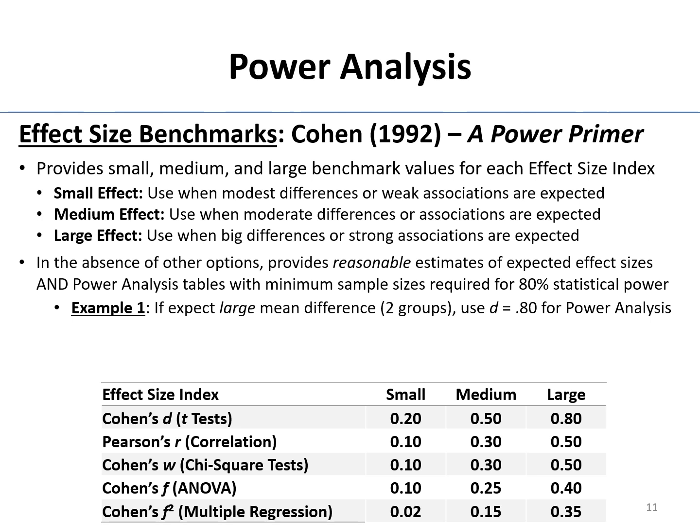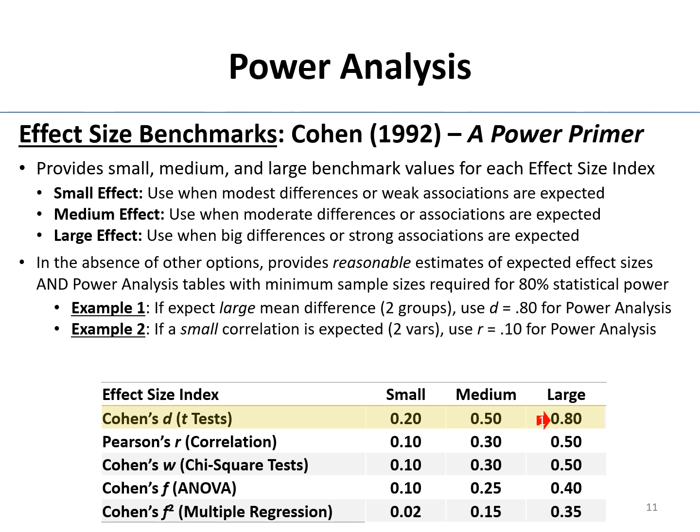Example 1: if you expect a large mean difference in a study that has 2 groups, you would use Cohen's d. I highlight the study there for Cohen's d. A large mean difference is a d of 0.8 for your power analysis. Another example: if I'm doing correlational studies, highlight that row, and I've got 2 variables and I expect a small correlation between those variables, you can see I'm going to use 0.10 in my power analysis as my measure of effect size estimation.